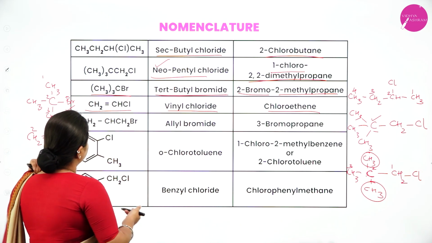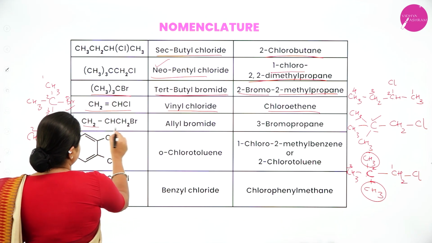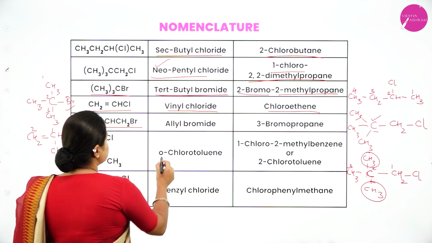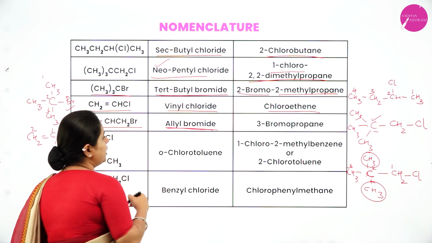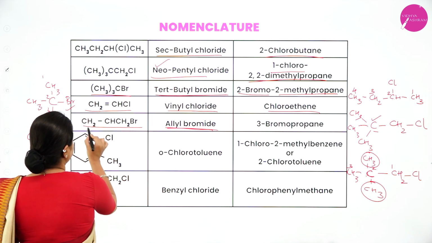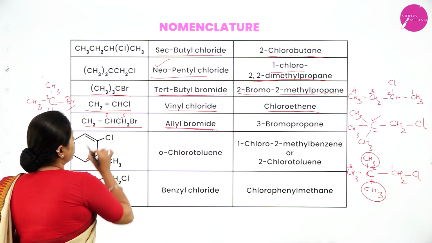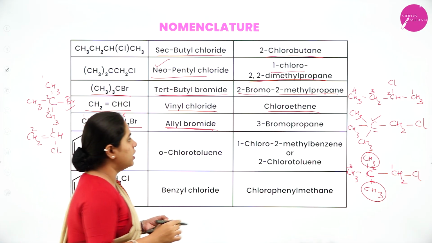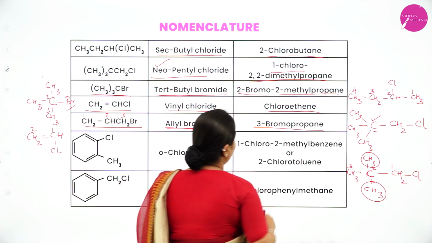Moving on to the next one, CH2=CH-CH2Br. The common name is allyl bromide, and the IUPAC name, as you can see here, 1, 2, 3. The third carbon atom has the bromo, so it is 3-bromopropene.